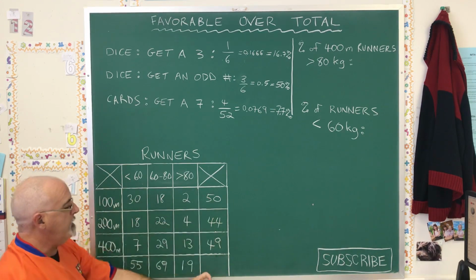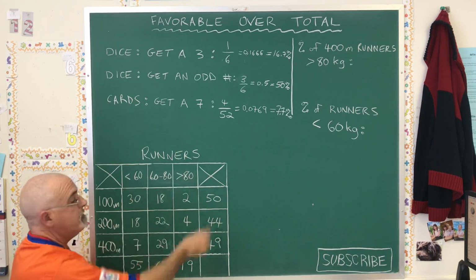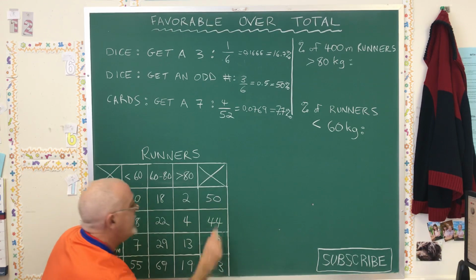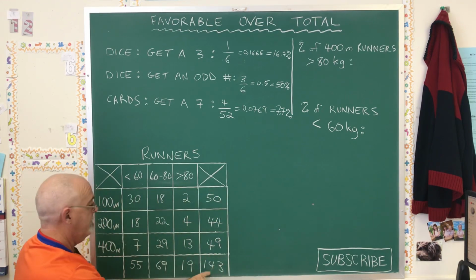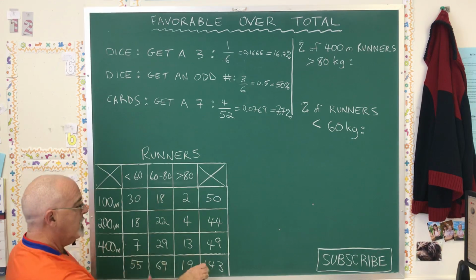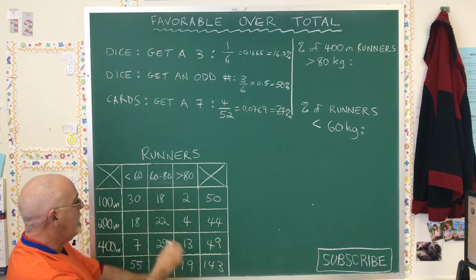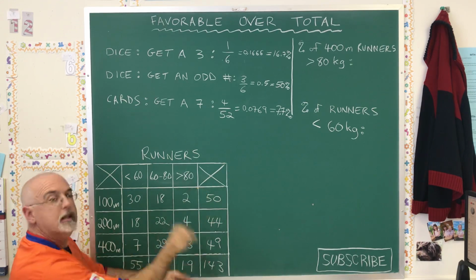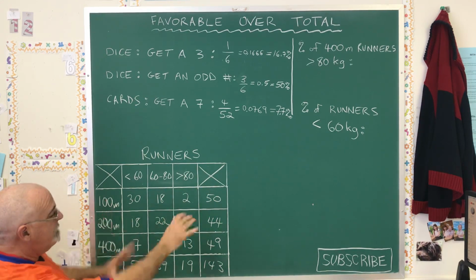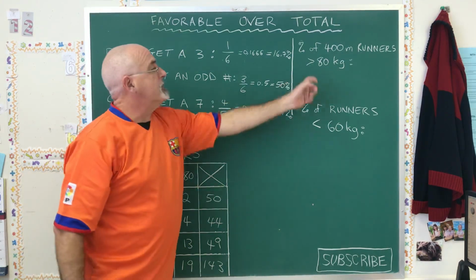Now interestingly, when we find this total, which is the total of all the runners in the table, what we get is 143 if we add these numbers, but we also get 143 if we add these numbers. And when you think of it, that makes sense, because our total is 143 runners, whether we're thinking of what distance they run or what amount they weigh. So now we have everything we need, so we can start answering questions like this.